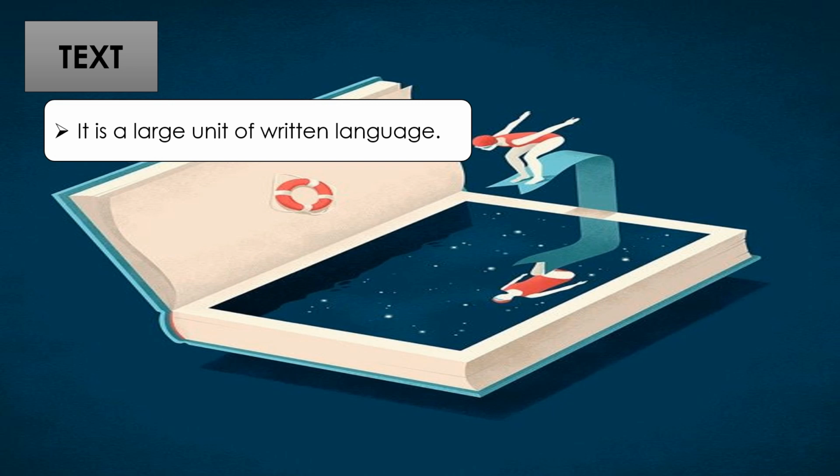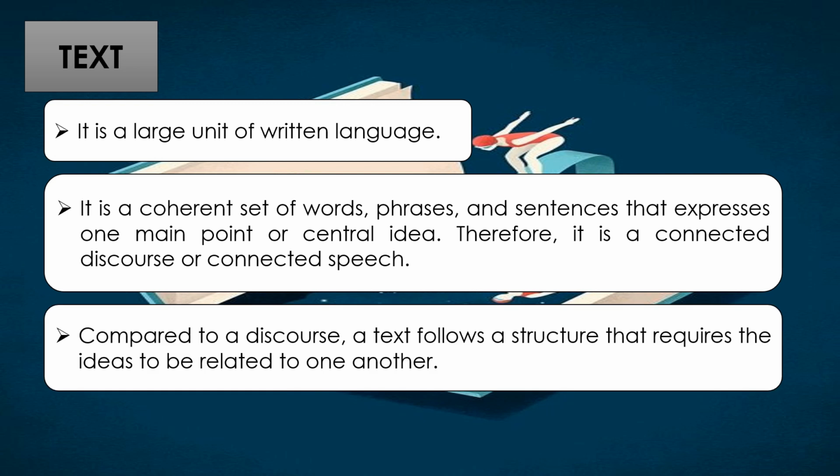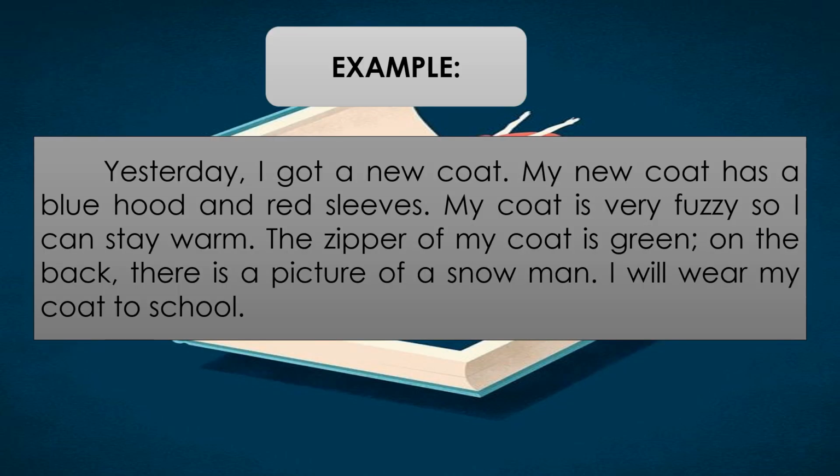Text is a large unit of written language. It is a coherent set of words, phrases, and sentences that expresses one main point or central idea. Therefore, it is a connected discourse or connected speech. In text, it also follows a structure that requires the ideas to be related to one another. In this example, the central idea of this text is that I have a new beautiful coat and I will wear it at school. That made this simple text into connected discourse because it has its main idea.